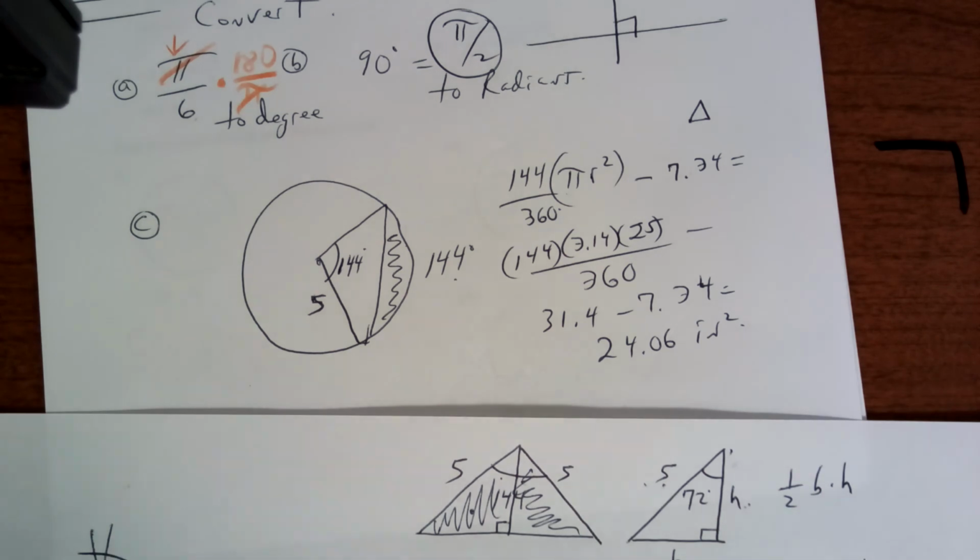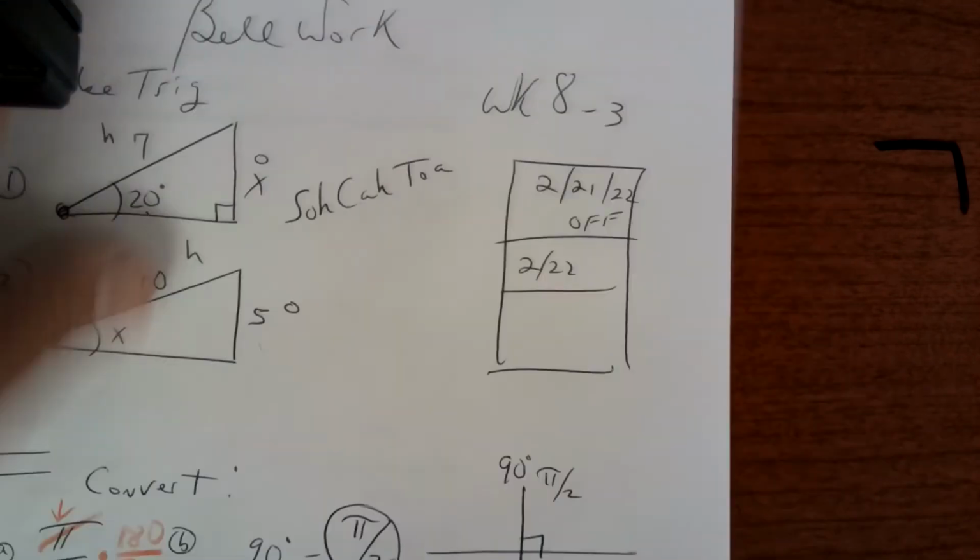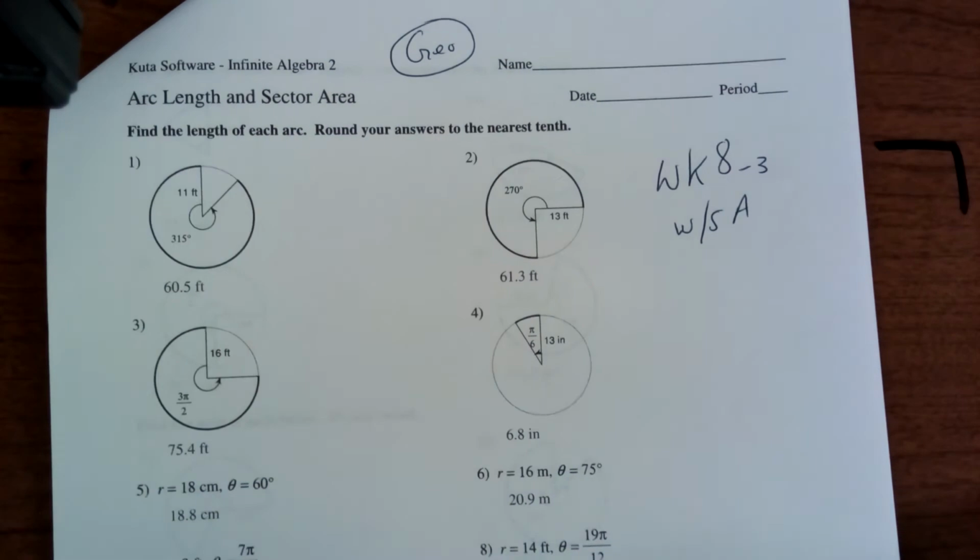We're going to go on now to what you're doing today. Well, what you're doing today is arc length and area of the sector. So this is actually a little easier than the one I just showed you, okay?